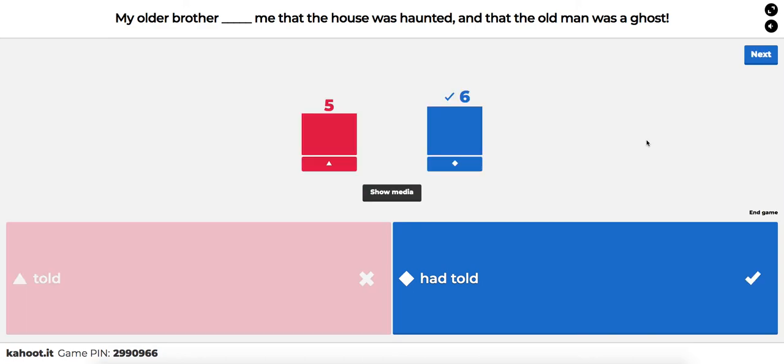Okay. So let's check this one. Had told. Okay? My older brother had told me the house was haunted and that the old man was a ghost. How many actions did you have here? I mean, you have two things. The older brother said two different things. The first thing that he said was that the house was haunted. And then he continued saying something else. So that's the reason why had told. Let's continue. But you are doing a really great job. So let's go.